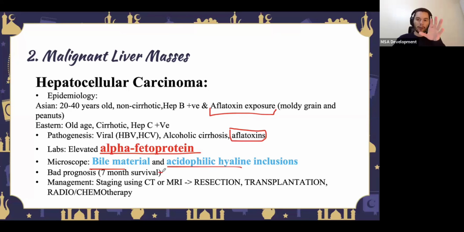That's usually for hepatocellular carcinomas, you use CT or MRI, you stage the tumor, and afterwards you could move to the treatment. So for treatment of hepatocellular carcinoma, either you can resect it if it's a single mass, or you can do liver transplantation, completely remove the liver, and you can do radio or chemotherapy, right? Depending all on the stage type.